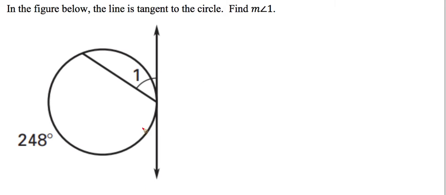So before we go too much further, let's start naming a few things here. Let's call this point A. Let's call this point B here. And B is also the point of tangency. It's where the line is tangent to the circle. Angle 1 is over here. And I'm going to name a point here C, just so that we are able to name this line properly, line BC.